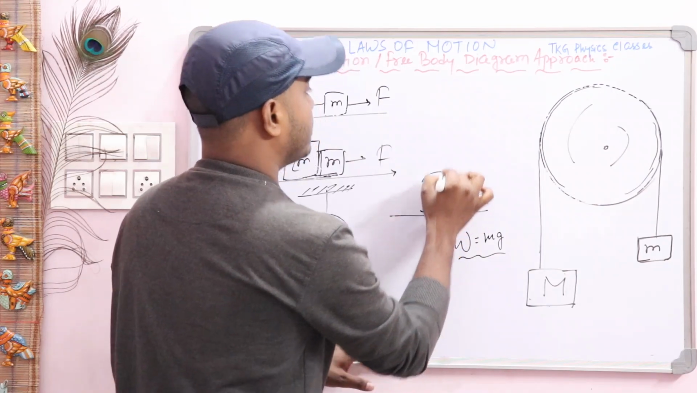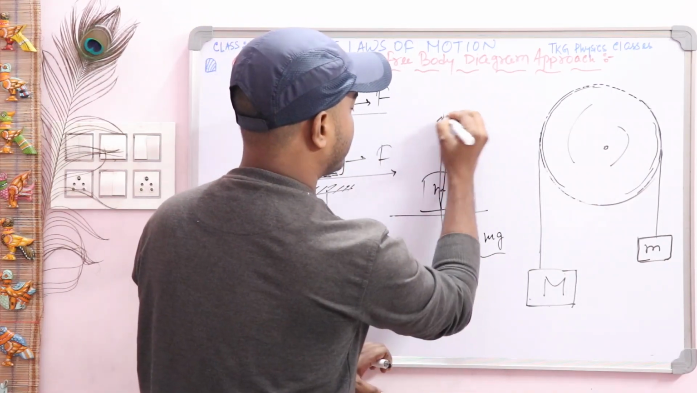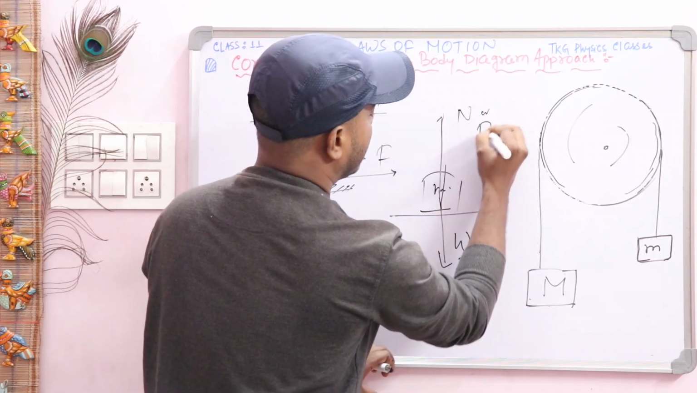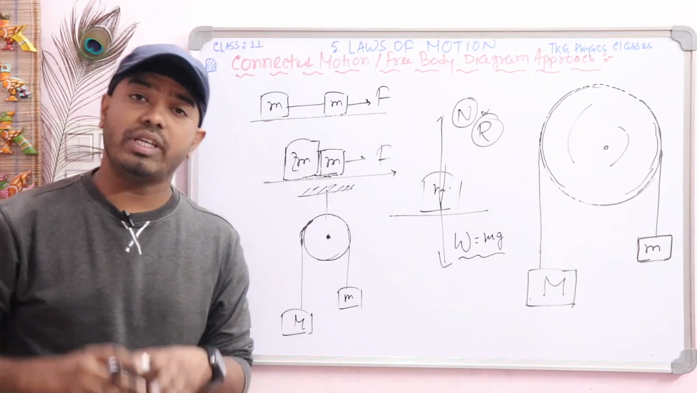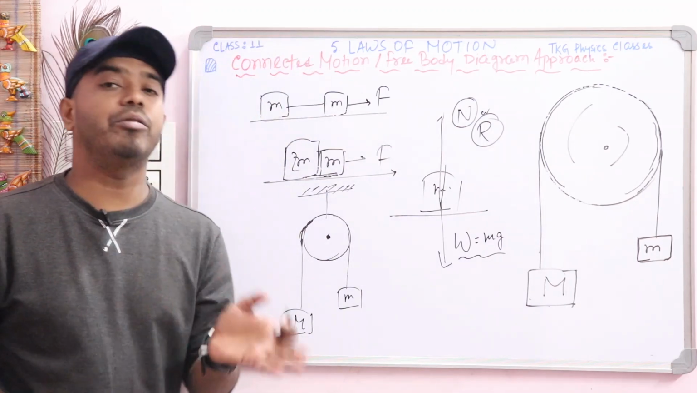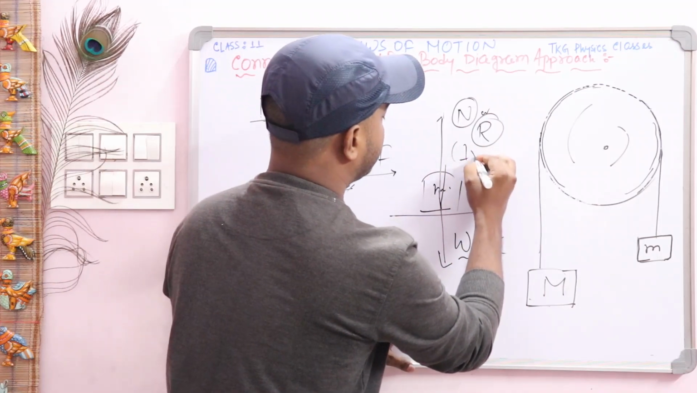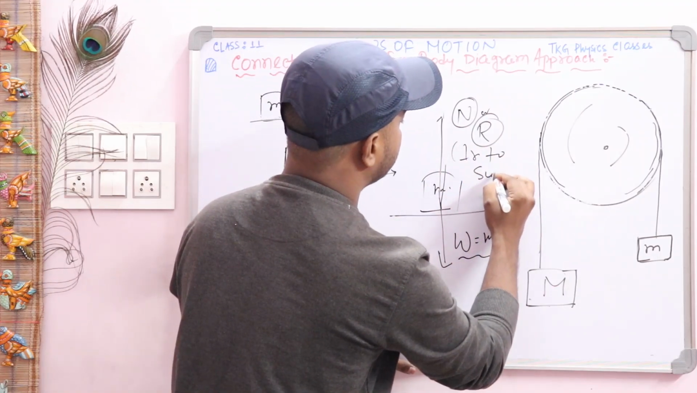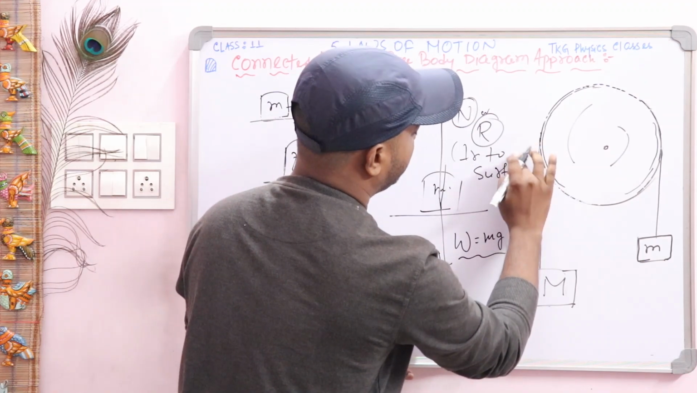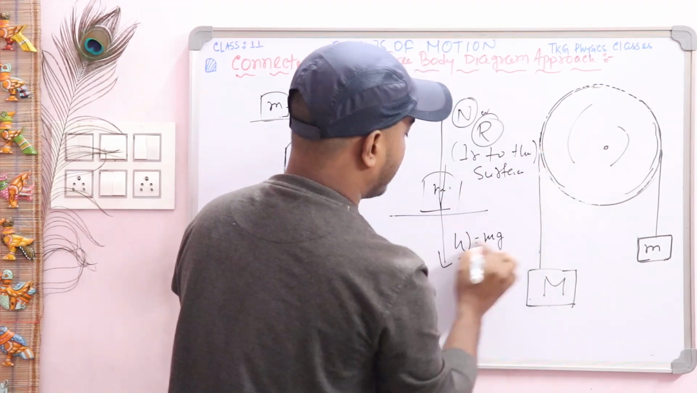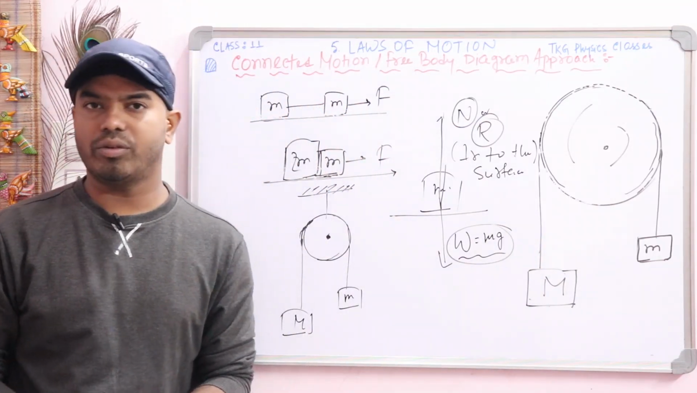This is the force named the normal reaction force, and you can write it as N or capital R. Write it down: this normal reaction force is always perpendicular to the surface, and the weight of the body is always directed vertically downward.